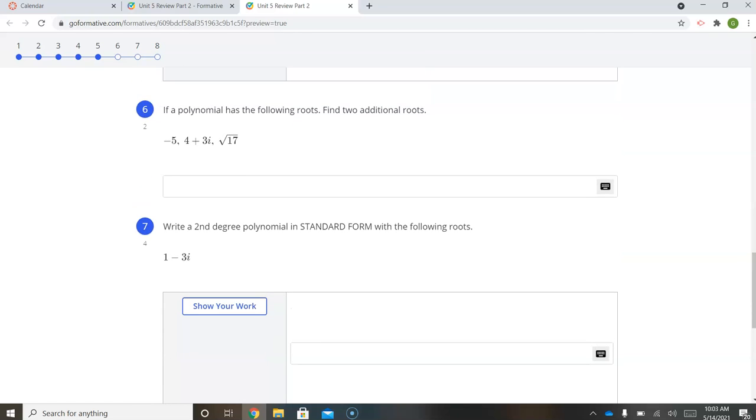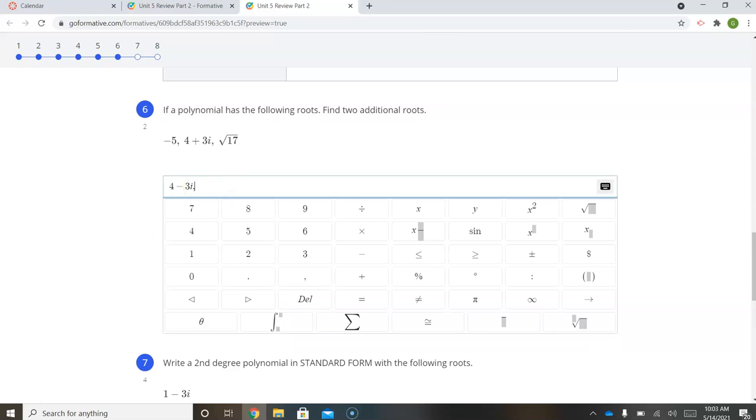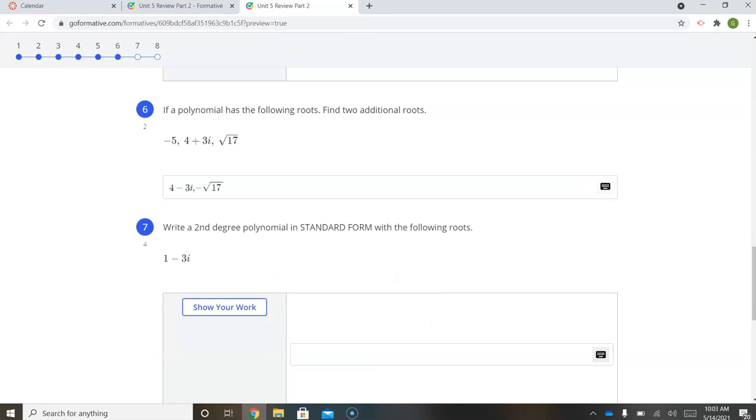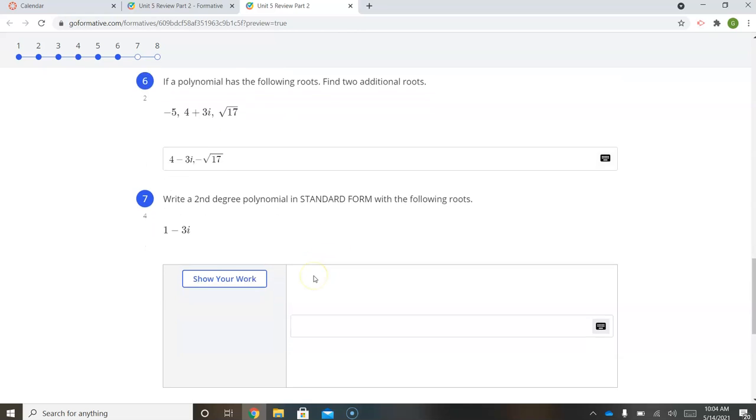Number 6, if a polynomial has the following roots, find 2 additional roots. So the 2 additional roots come from the i's and the radicals. We can have conjugates of those, not of the negative 5. So a review on this one. Negative 5 does not automatically have an opposite of 5, but 4 plus 3i has 4 minus 3i. Forgot an i, okay? So this has an opposite, and then the radical 17 also has a conjugate of negative radical 17. Notice how I didn't do any spaces. But the 5 does not automatically become an answer because of the negative 5. It's only i's and radicals. So that one is for number 6.